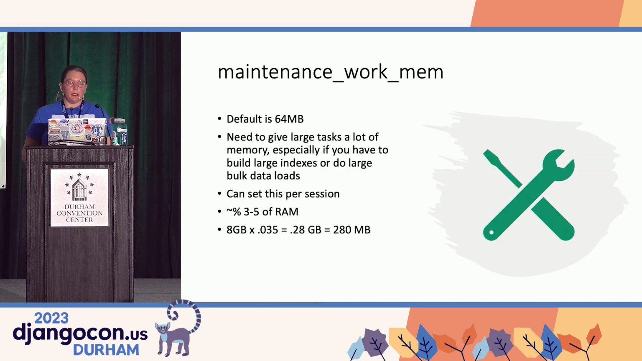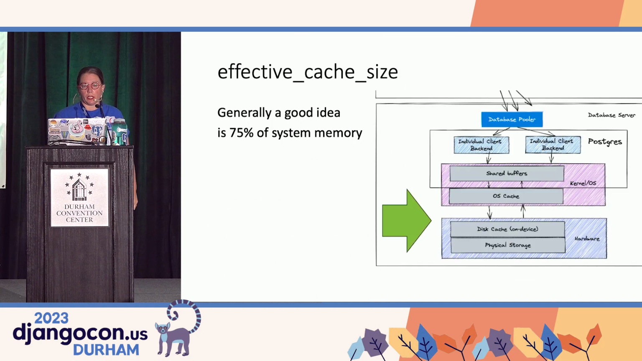There's also a maintenance work memory setting inside Postgres, and this is for maintenance tasks like building indexes and the Postgres vacuum. The default is probably too small for any production use case. In general, you can allocate 5% of your RAM, and you can do a little math to figure out a good number for your machine.